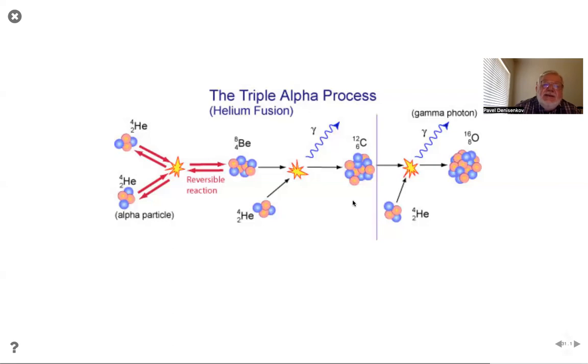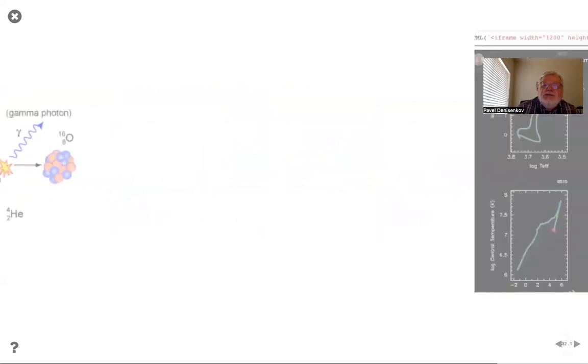And again, you know that for life we need carbon. If this reaction was not a resonant reaction, stars couldn't produce carbon, and there would be no life. So it is thanks to resonance in this reaction that stars are capable of producing enough carbon in their course to eventually make life. So this is an important reaction as well.